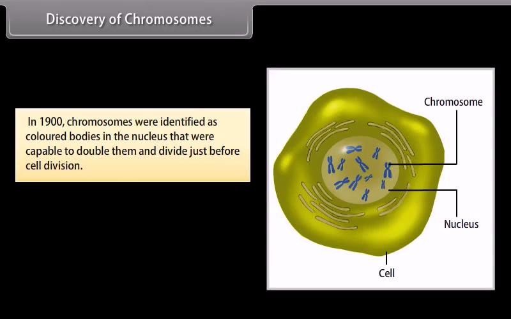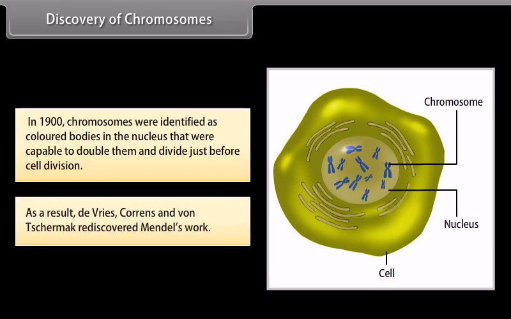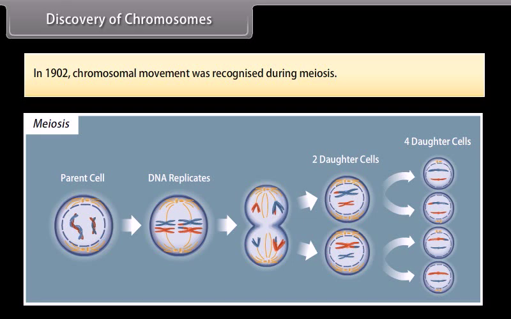Discovery of chromosomes. In 1900, chromosomes were identified as colored bodies in the nucleus that were capable of doubling themselves and dividing just before cell division. As a result, de Vries, Correns, and von Tschermak rediscovered Mendel's work. In 1902, chromosomal movement was recognized during meiosis.